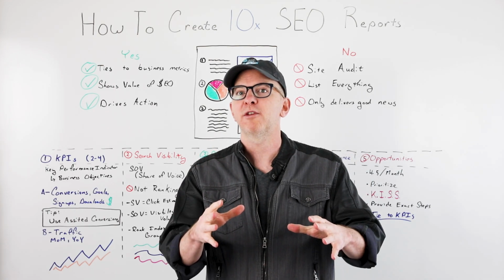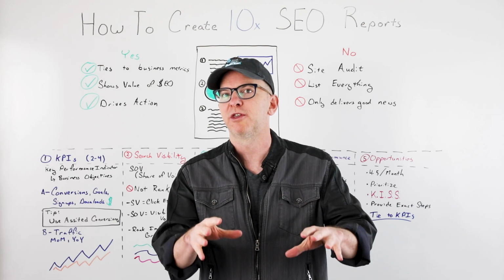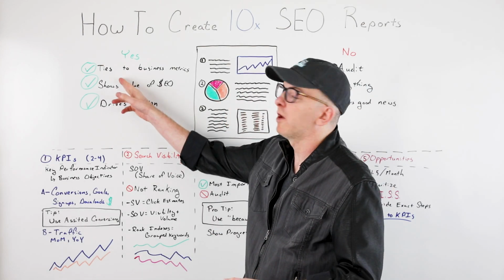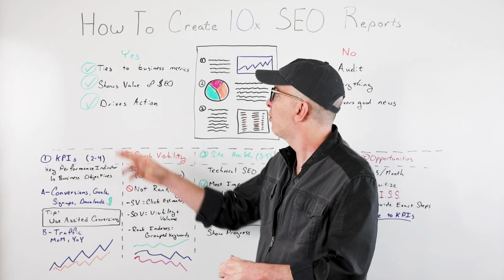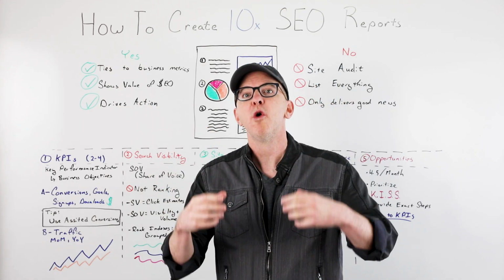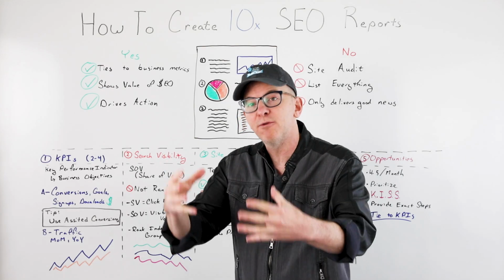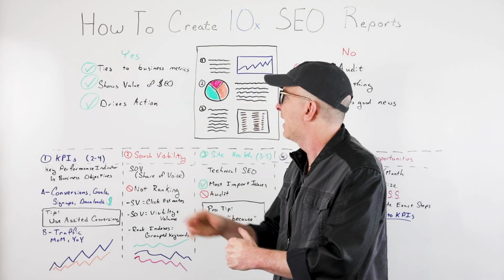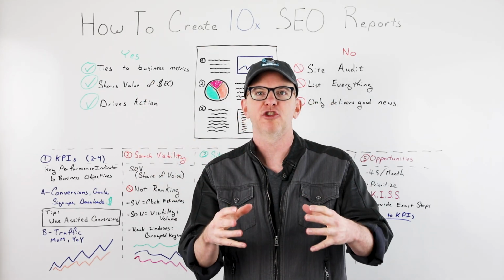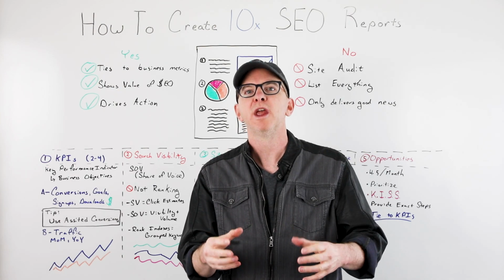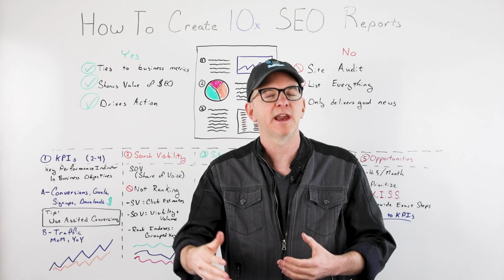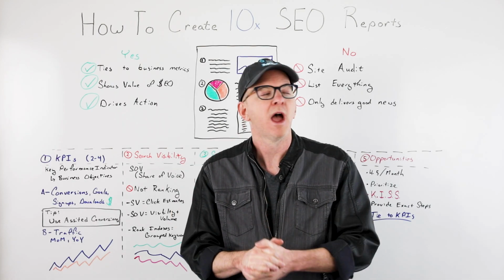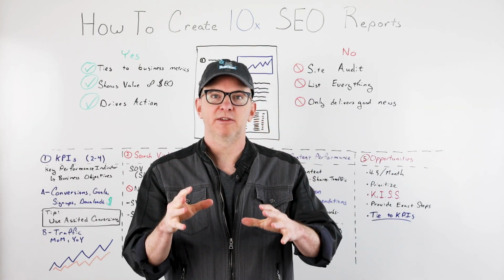Now, a good SEO report tries to accomplish 3 things. You want to tie the report directly to your business metric. You want to show the value of SEO, what you're doing, how SEO is delivering to those business metrics. And finally, you want to drive action. When people read your SEO report, you want them to take action on specific things, fix site issues, those sort of things, etc. But people make a lot of mistakes.